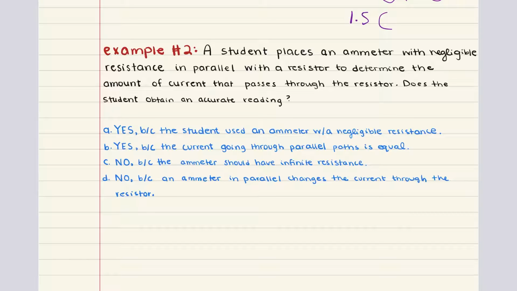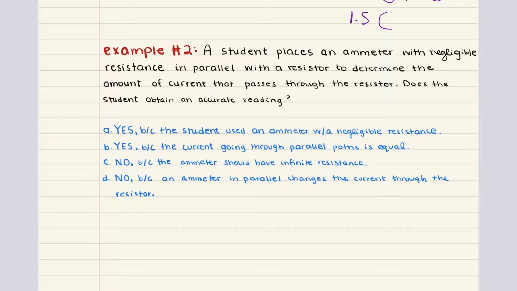In this problem, though, the student placed the ammeter in parallel with the resistor. This introduces a major issue. In a parallel connection, the current splits between the different branches. And since the ammeter has negligible resistance, most of the current is going to flow through the ammeter instead of the resistor. So as a result, the current measured by the ammeter will not reflect the actual current through the resistor. In fact, the presence of the ammeter will significantly change the way current flows in the circuit, meaning the reading is going to be inaccurate.